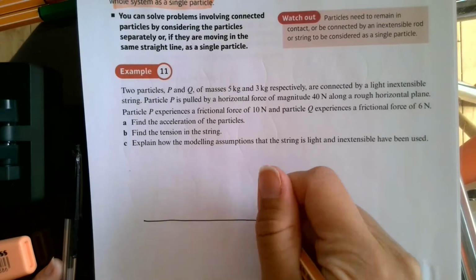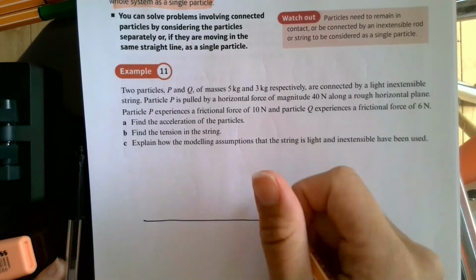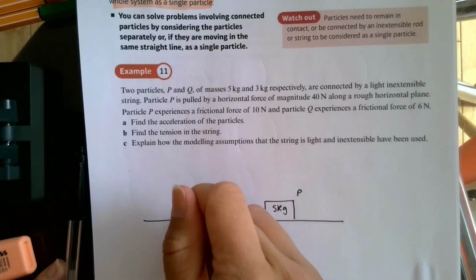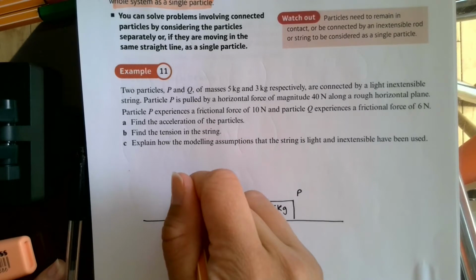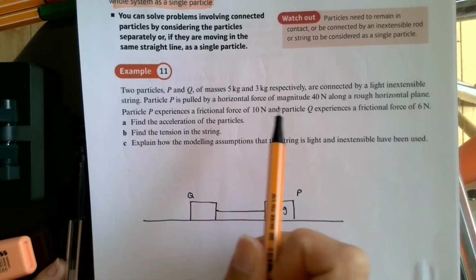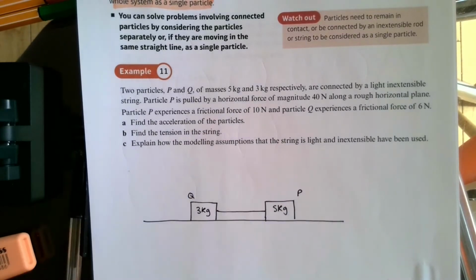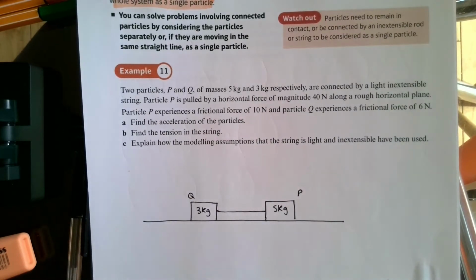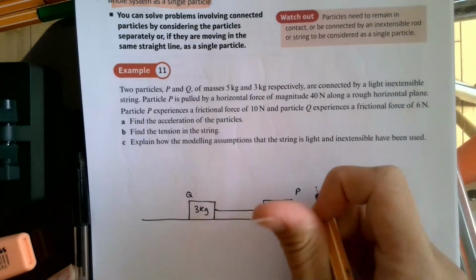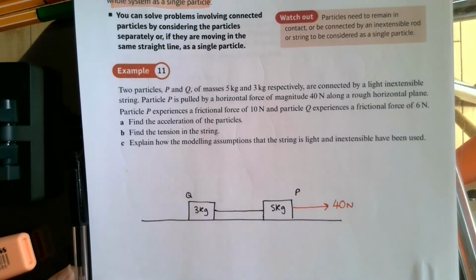And so I've got particle P. This is particle P, and particle P is 5 kilograms. And we've got particle Q, which is connected to particle P by a light inextensible string. And Q is 3 kilograms. And then I'm going to start putting some of these forces on that they've told us about. So particle P is pulled by a horizontal force of 40 newtons. So I'm going to go back to the right, 40 newtons horizontally.